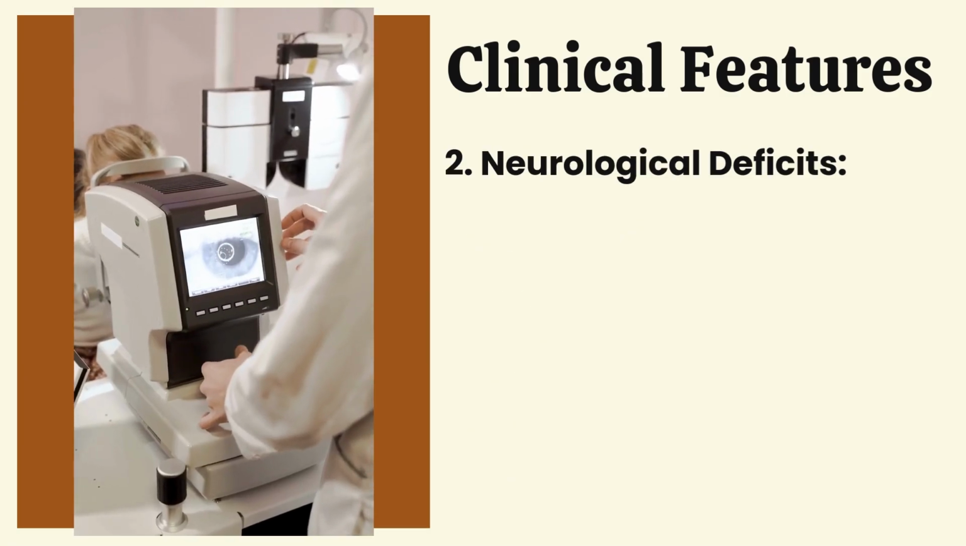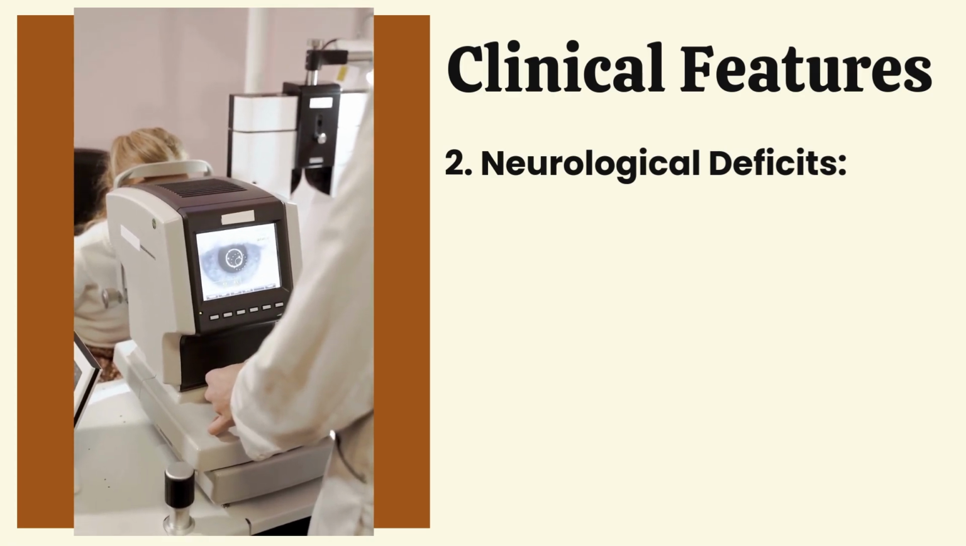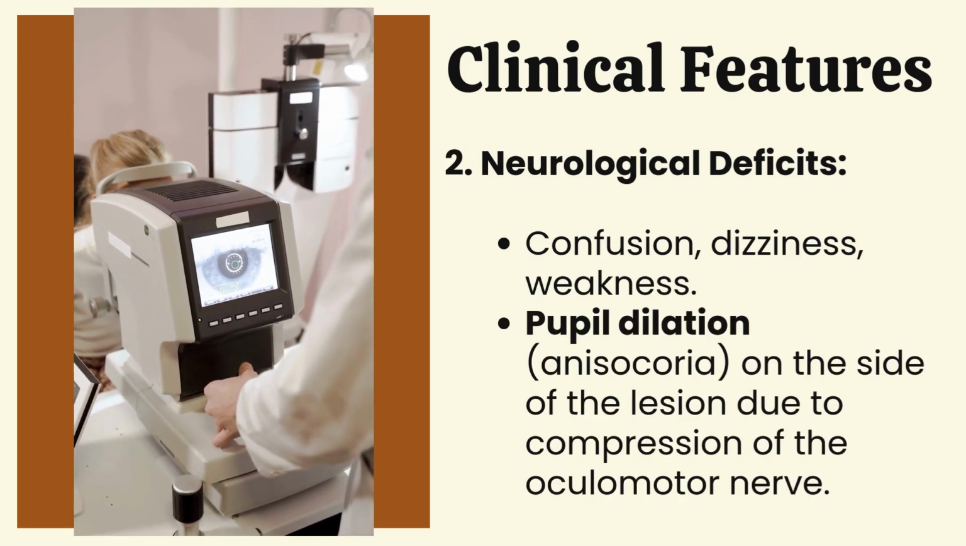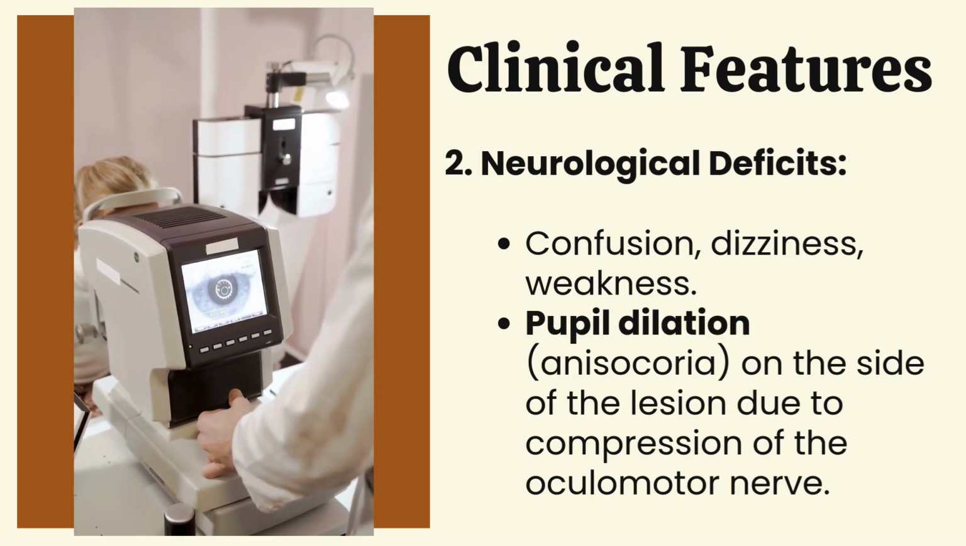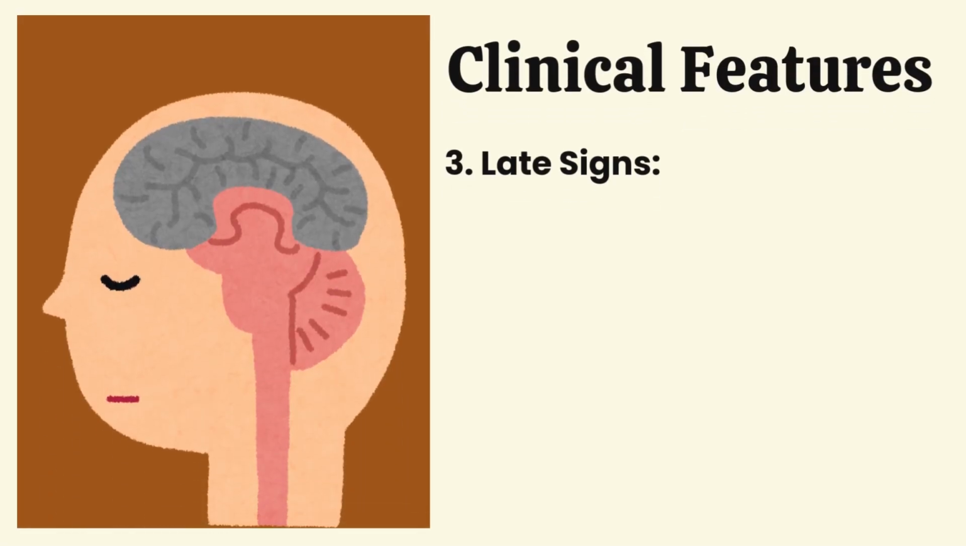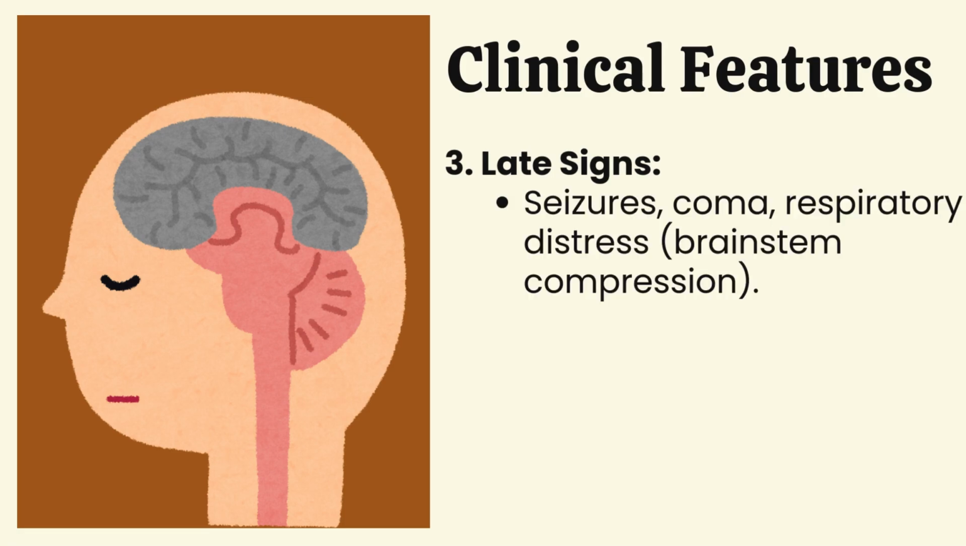Next, stages of neurological deficits. It shows confusion, dizziness, weakness, pupil dilation on the side of the lesion due to compression of the oculomotor nerve. Last are the late signs. It has the following signs: seizures, coma, respiratory distress.